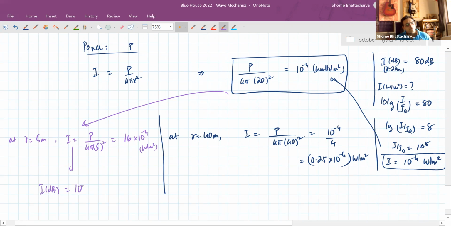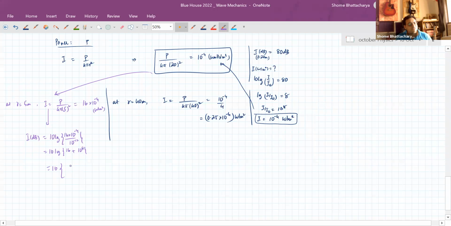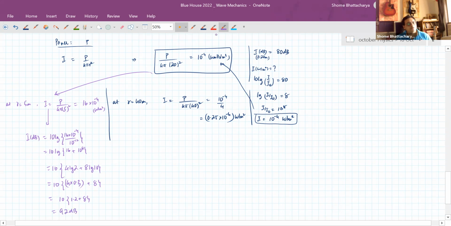So you'll see we'll get 10 log of 16 into 10 raised to the power minus 4 divided by 10 raised to the power minus 12. That is 10 log of 16 times 10 raised to the power 8. So that kind of calculation we'd have to do, but this trick gives us something nice. 16 is 2 to the power 4, so 4 log 2 plus 8 log 10. So that is 10 into 4 into 0.3 plus 8. So you can see that is how it is becoming 92 decibels.